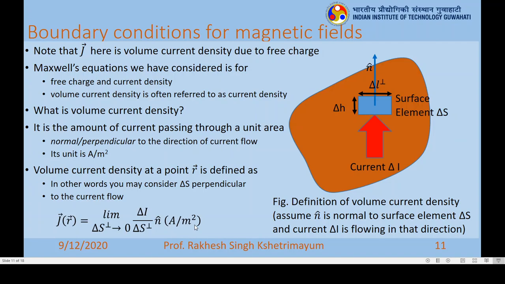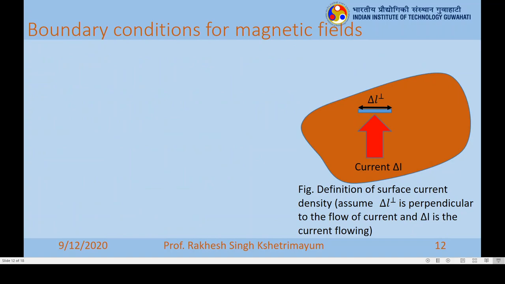So volume current density, the unit is ampere per meter square. Direction is along the normal to the surface. That was the direction of current flow. Is that okay? So now, how do we get surface current density from this volume current density?